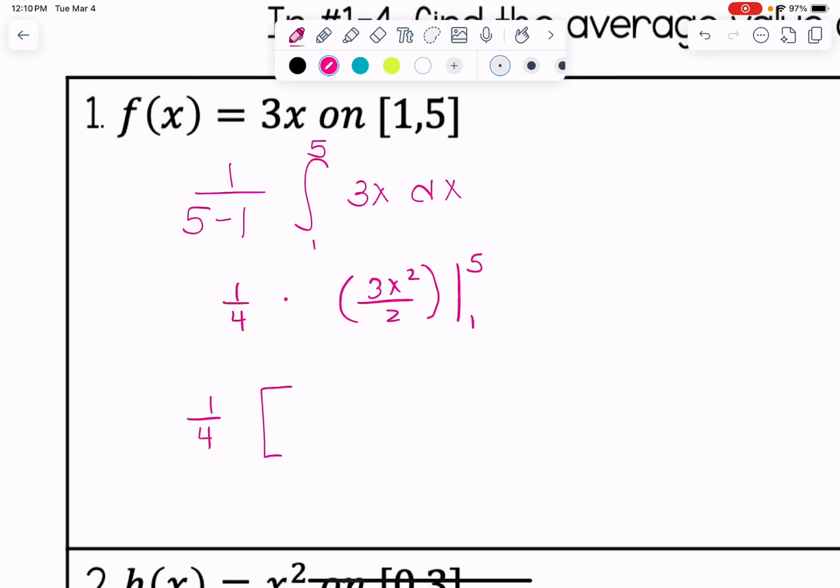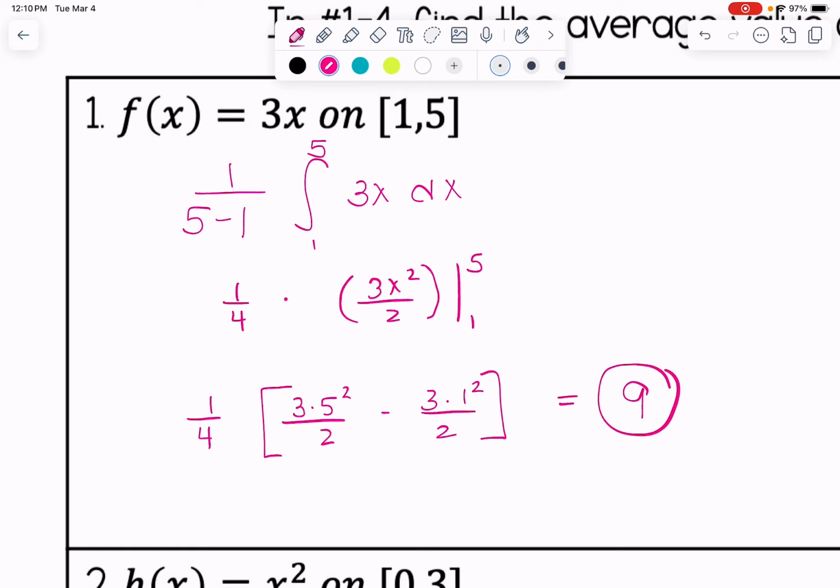When we evaluate, we're going to be using the fundamental theorem of calculus, basically plugging in the upper bound, plugging in the lower bound, and subtracting those. When I do this and simplify, distributing that 1/4 in front, I'm going to get 9 as the average value. Just as a note, if you have your calculator and are able to do this, you could also go from this line and plug that into Math 9 in our calculator in order to get our answer.